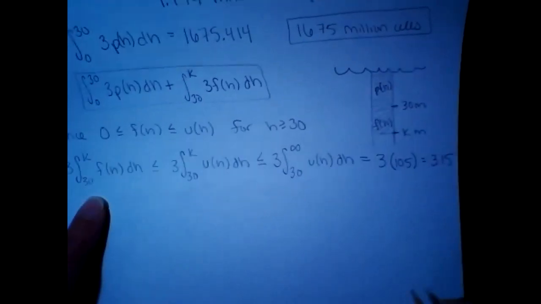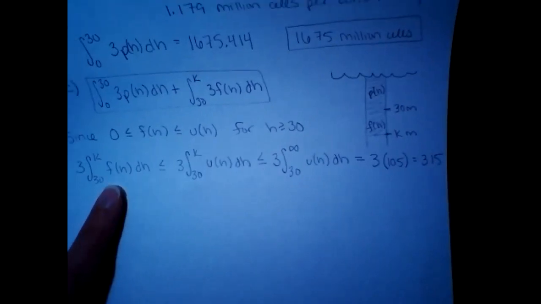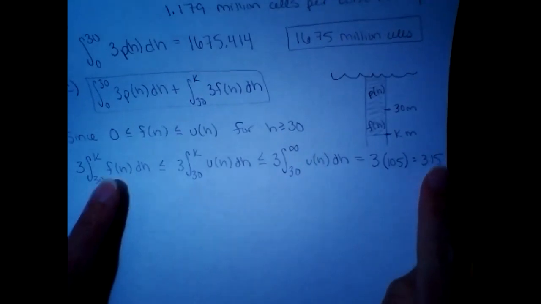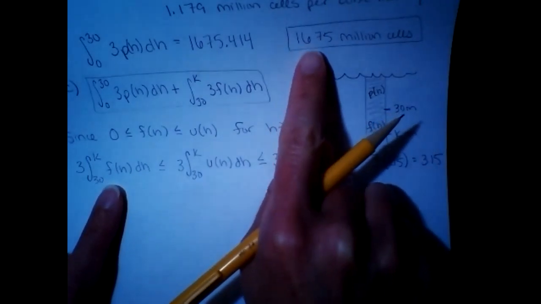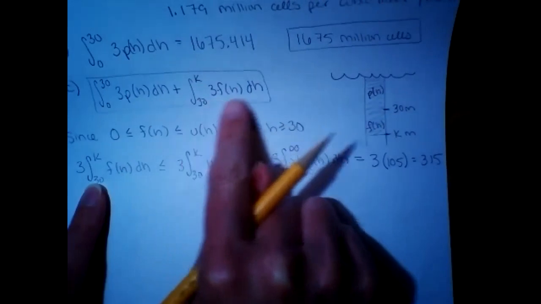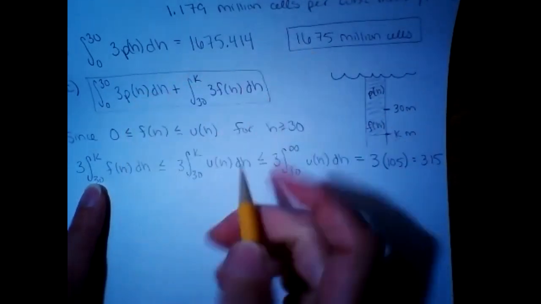So we know that this, zoom out a little bit here. So we know that this integral is going to be smaller than 315. But we have to add on that 1,675 million cells we had for the first part. This is just talking about this second integral here. Remember, we have that first one.